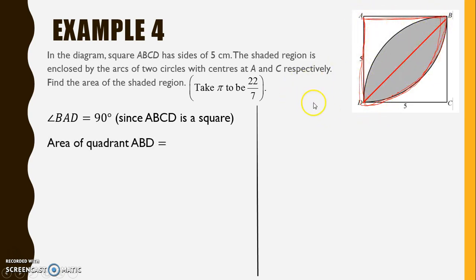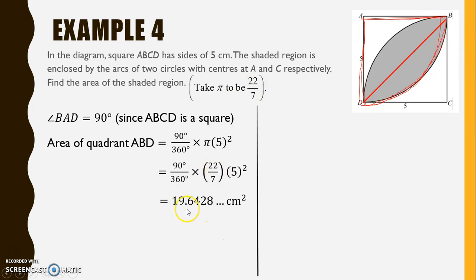Okay, so let's try doing that. To find the area of the quadrant ABD, all I have to do is just take 90 over 360 times pi r squared. Notice this is the radius. This is not the diameter, it's the radius, radius of 5. Times pi 5 squared. Substitute 22 over 7. Now, like I said, if they give you the value of pi, you use it. You will get 19.6428 centimeters squared.